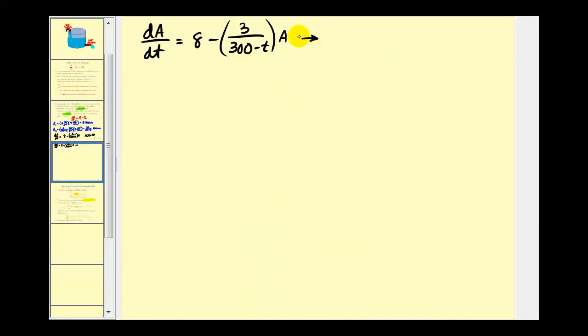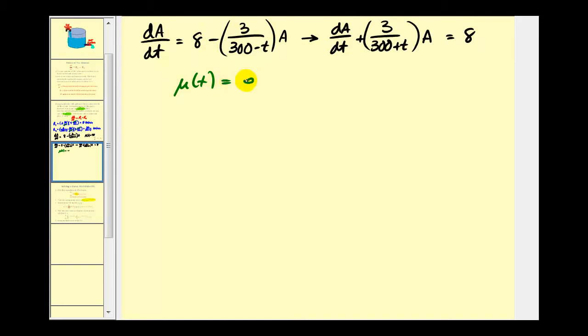So to write this in standard form, we're going to go ahead and add this quantity here to both sides of the equation. So we'd have dA/dt plus 3 divided by 300 plus t times A equals 8. So here's our function p of t that we'll use to find the integrating factor. So the integrating factor, we'll call it mu of t, is going to be equal to e raised to the power of the integral of this function here, 3 divided by 300 plus t dt.